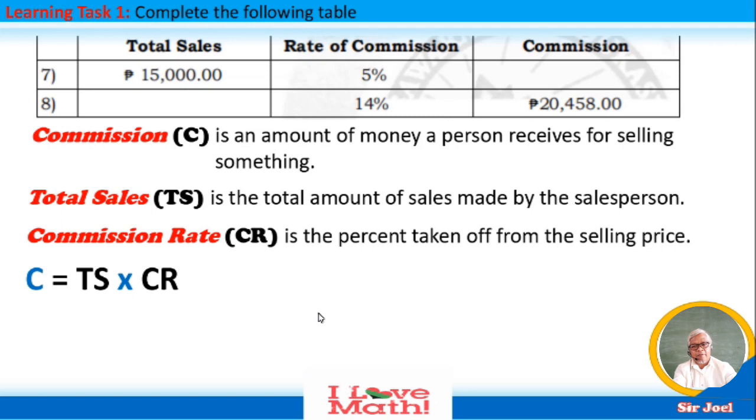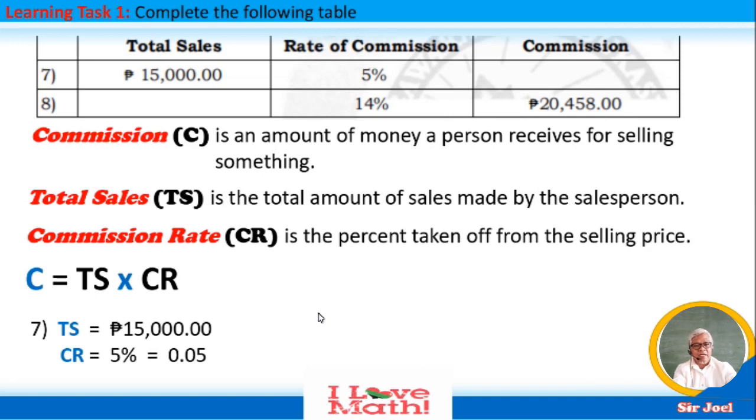So tingnan natin ang problem number 7. In problem number 7, ang TS natin is 15,000 pesos, while the commission rate is 5%, which is of course equivalent to 0.05. Take note, 2 places to the left ang movement from percent to decimal. Kaya instead of 5, naging siyang 0.05. Minsan marami ang nagkakamali dito.